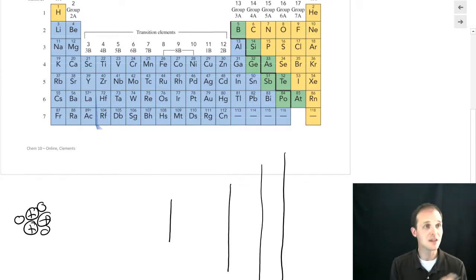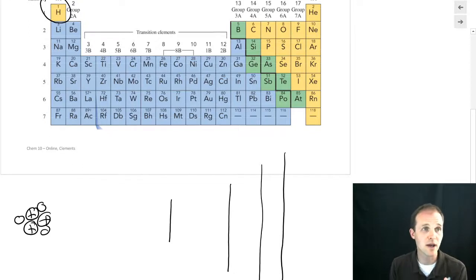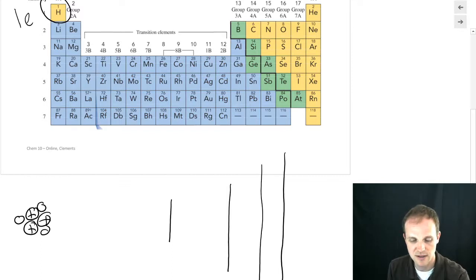So let's start at the very beginning of the periodic table. We're going to start with hydrogen. It's got one proton. We know that from just looking at the periodic table, which means that for most neutral atoms, the number of protons is equal to the number of electrons. And so hydrogen has one electron. Remember, we use that e minus symbol. So it's got one electron.